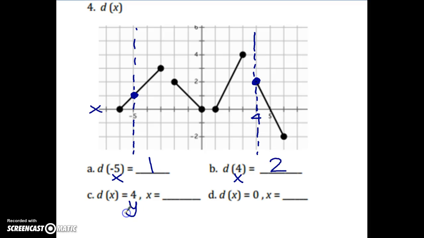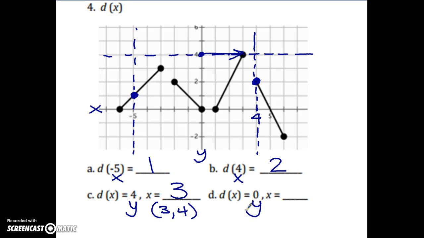Here the output is 4, the y value is 4. So I'm going to go up to 4 right here. And I have to go 3 to the right. So positive 3 for the x. That's the point 3 comma 4.